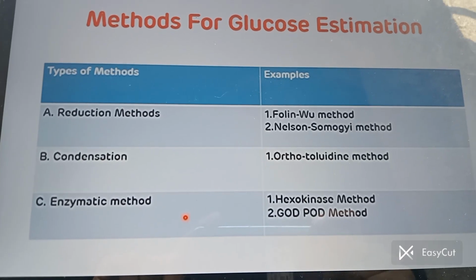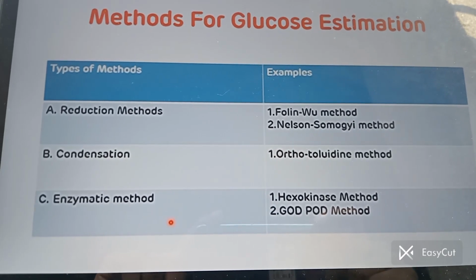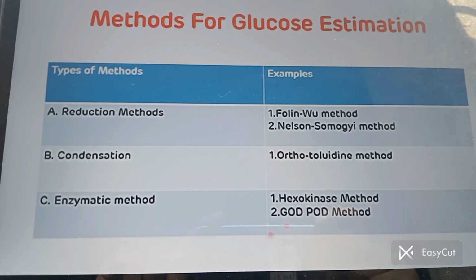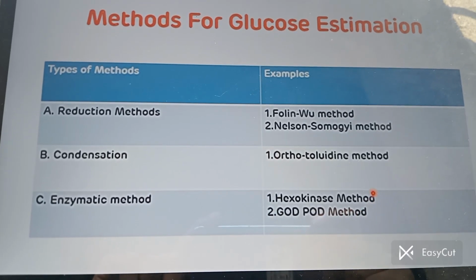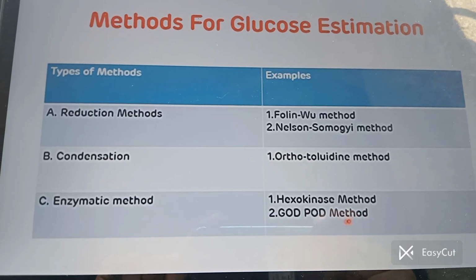But nowadays, the frequently used method for the glucose estimation is the enzymatic method, and in the enzymatic method, examples are hexokinase method and GOD-POD method. And we will also discuss why hexokinase method is better as compared to the GOD-POD method.